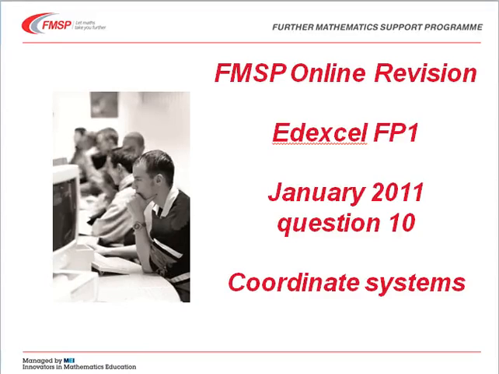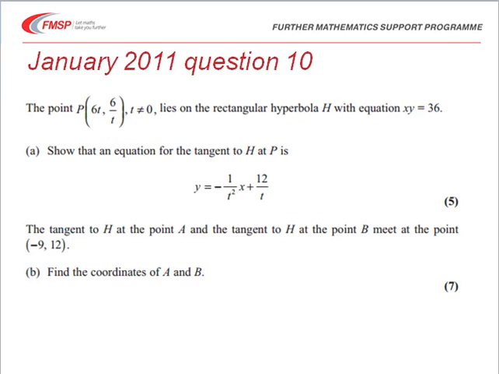In this video I'm looking at the solution to question 10 of the January 2011 Edexcel FP1 paper. The topic of the question is coordinate systems. So the question starts off by telling us that a point on a rectangular hyperbola with equation xy equals 36 is given by P is (6t, 6 over t).